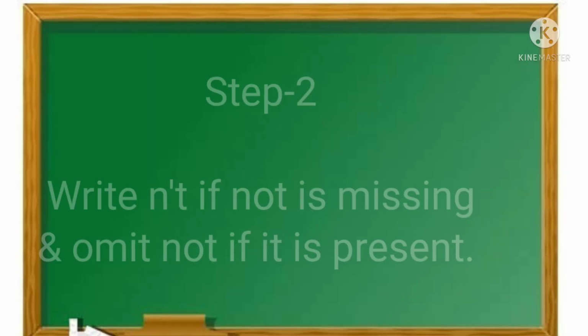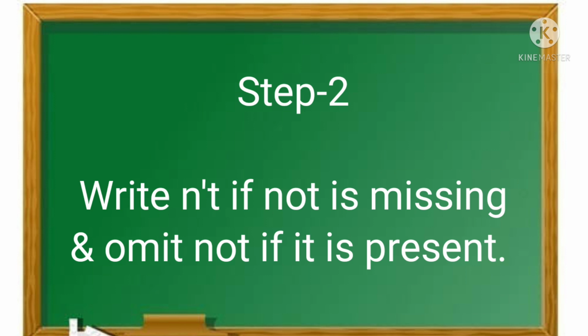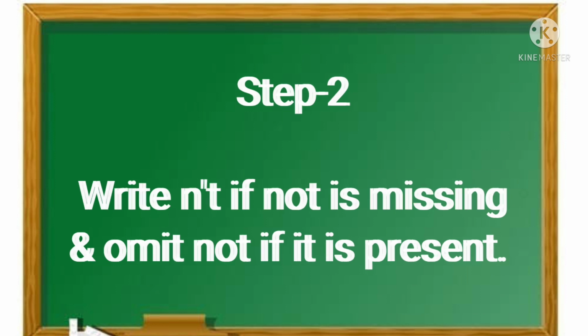Step number 2, what should you do? Step number 2 is very simple. Just notice whether there is any not given. অর্থাৎ কোনো নট আছে কিনা ওই সেন্টেন্সের মধ্যে। যদি নট থাকে, you just need to omit this, আর যদি নট না থাকে, you have to write down this. Very simple. If there is not, just omit it. If no not is given, then you just have to introduce it.